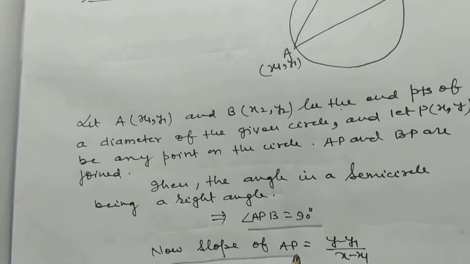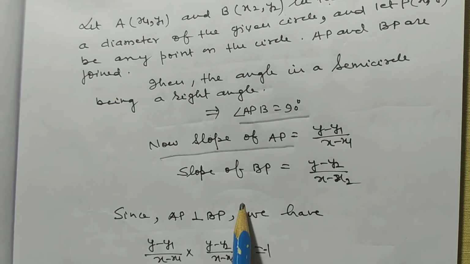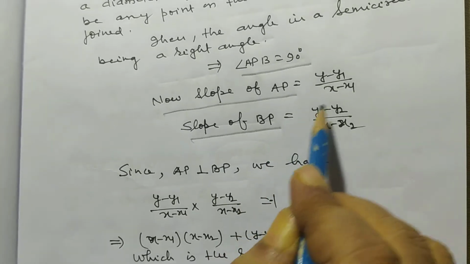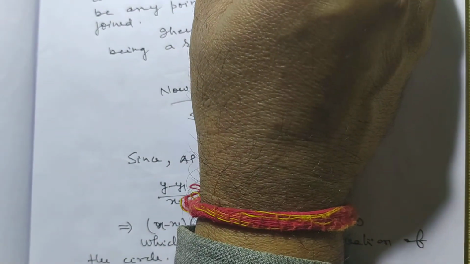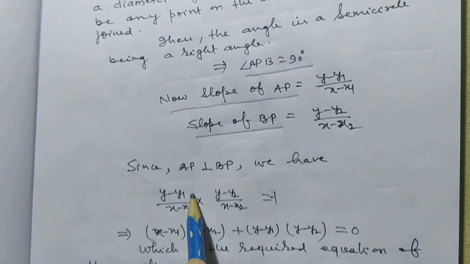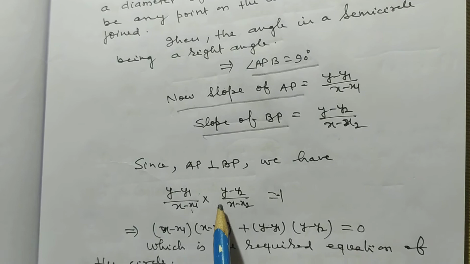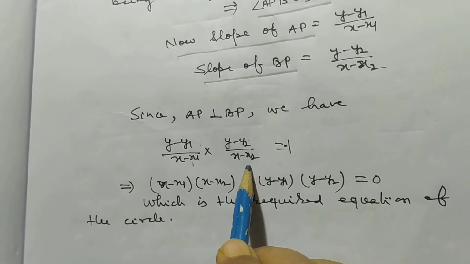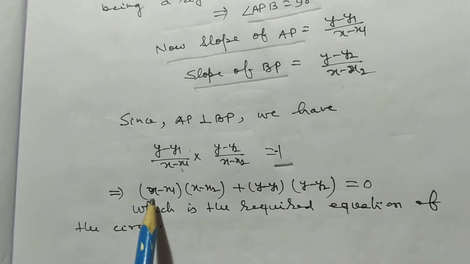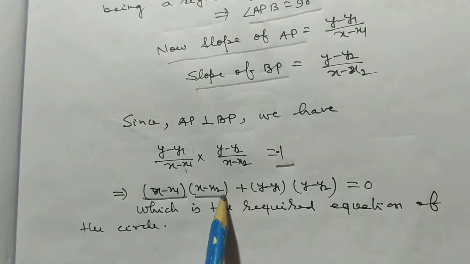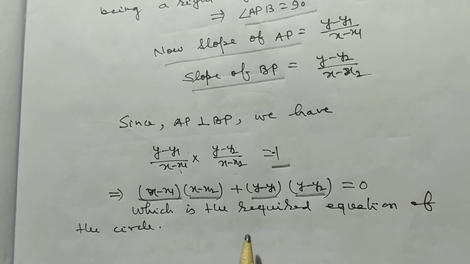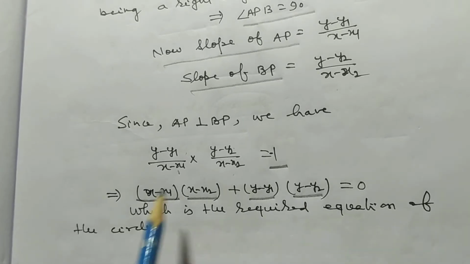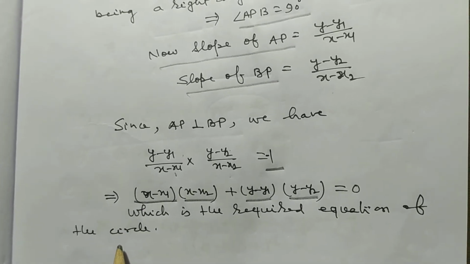Now the slope of AP is (y − y1)/(x − x1). The slope of BP is (y − y2)/(x − x2). And AP and BP are perpendicular to each other. So (y − y1)/(x − x1) × (y − y2)/(x − x2) = −1. So (x − x1)(x − x2) + (y − y1)(y − y2) = 0, which is the required equation of the circle in diametric form.